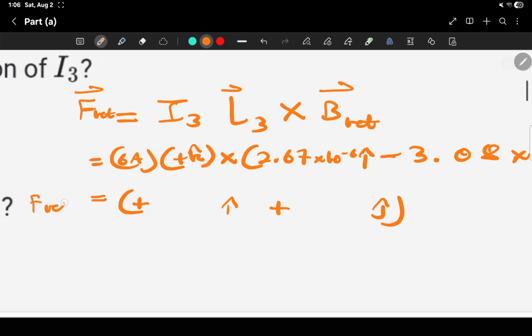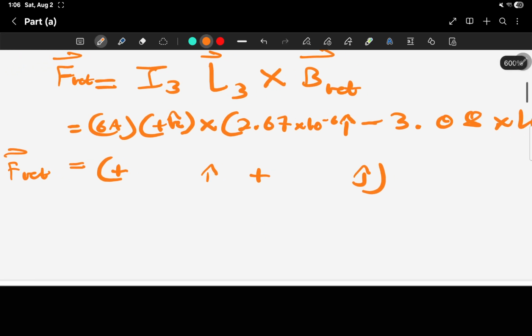I'll put this in the calculator to make sure I've solved it right. So we're doing 6 times 2.67 times 10 to the power negative 6. That's for the I hat unit vector. Which gives us this.